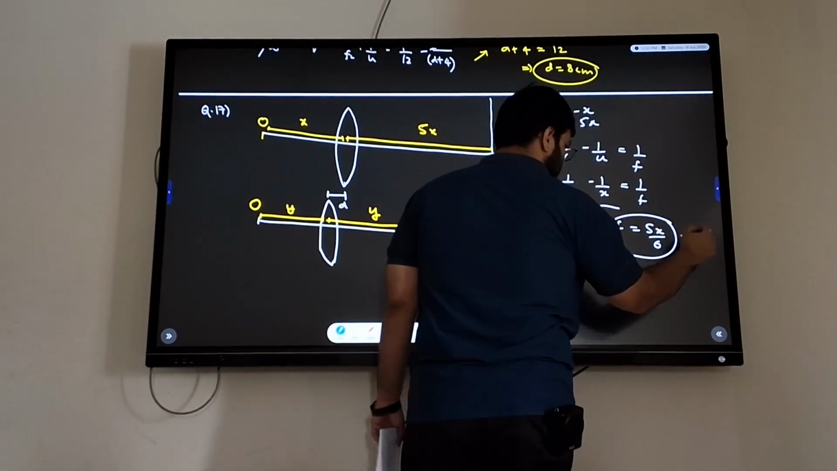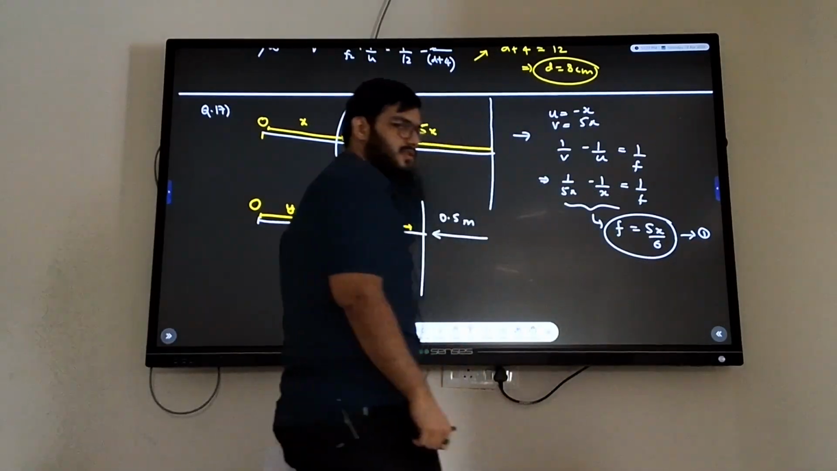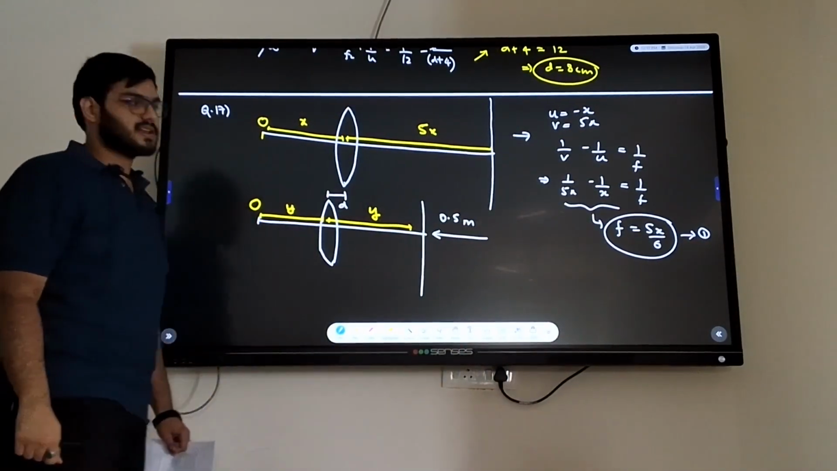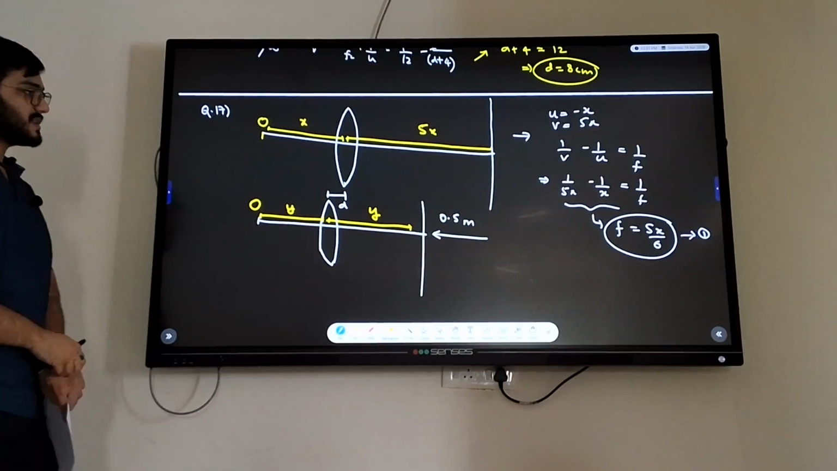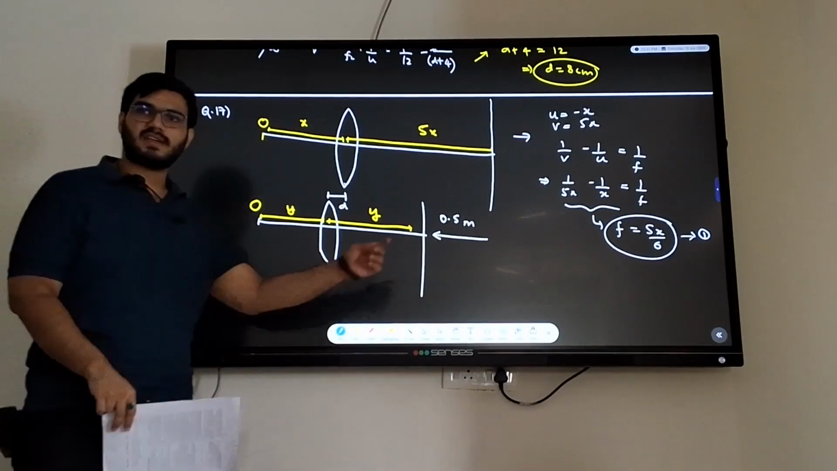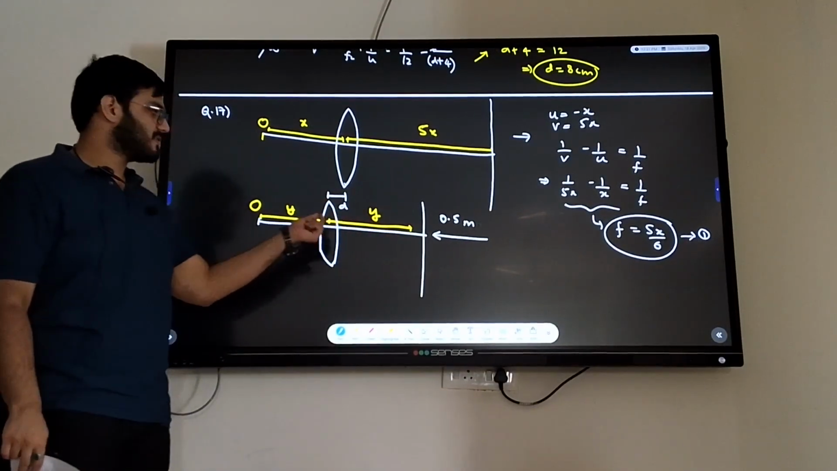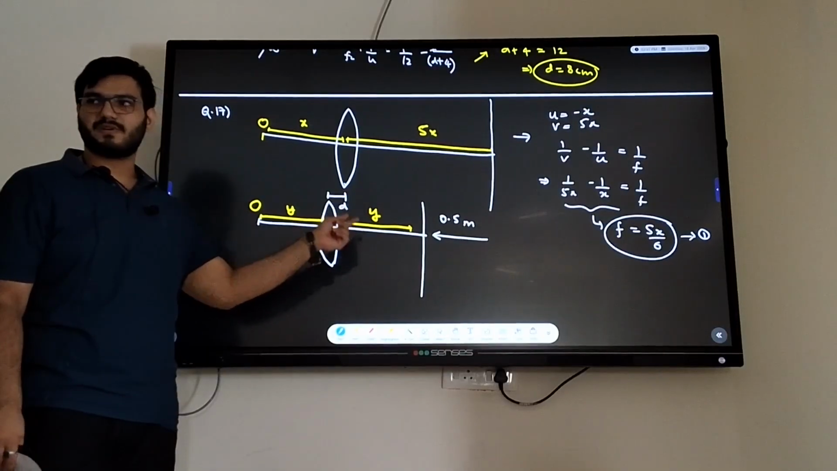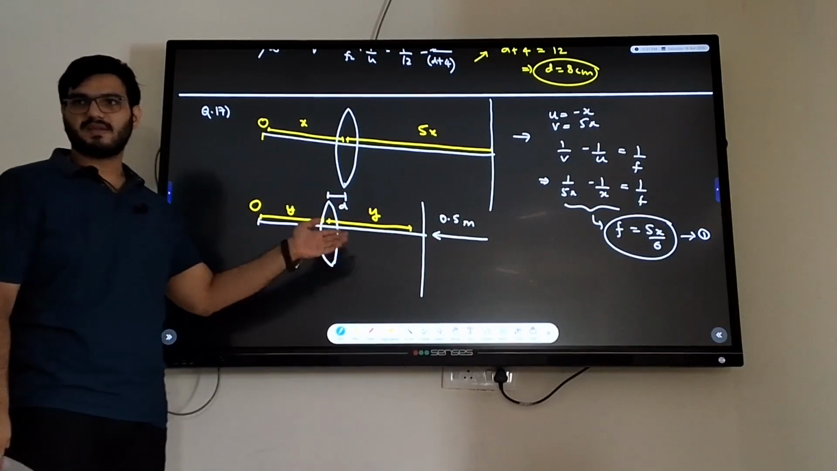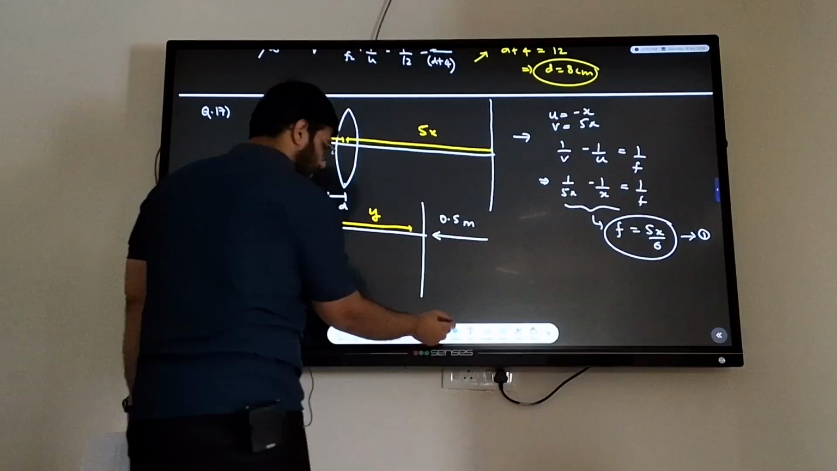Please check my calculations. Don't just blindly copy. Please check my calculations. F equal to 5x by 6. Can I apply the same? By the way, if I move the lens, it doesn't mean that the focal length will change. It will be the same. So I can apply the formula again.